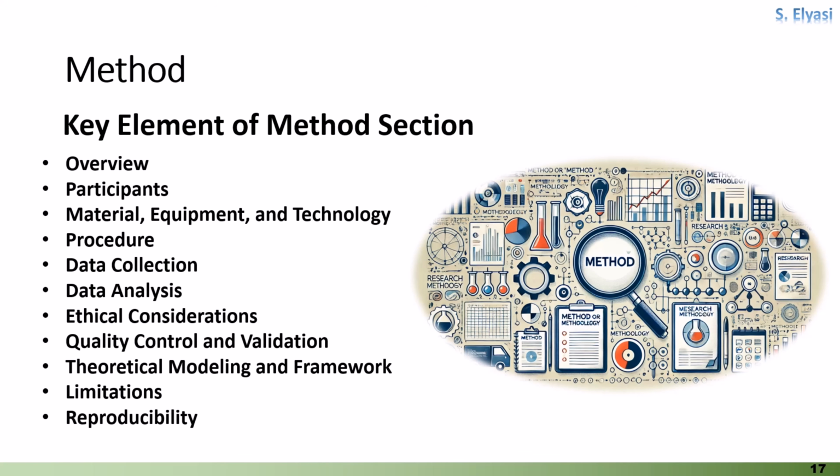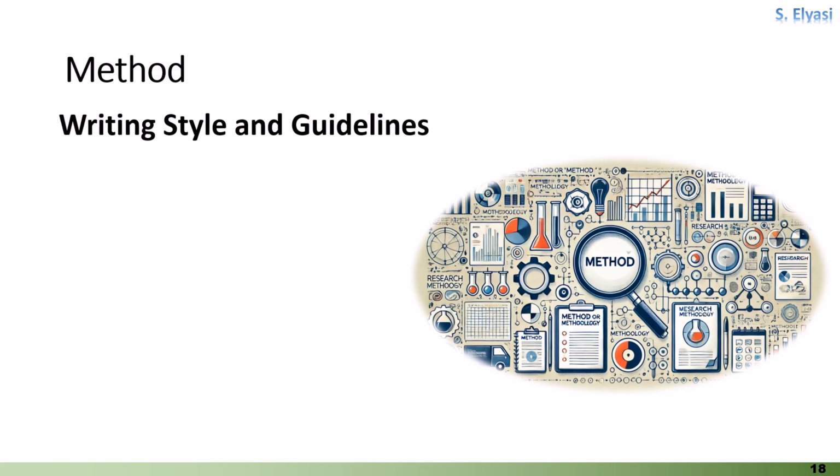These sections collectively provide a blueprint of the research study, allowing for the evaluation, replication, and extension of the research findings by other scholars and practitioners in the field. Adhering to established writing style and guidelines ensures the methods section is clear, concise, and reproducible, facilitating peer review and scholarly communication. The following key elements should be considered.